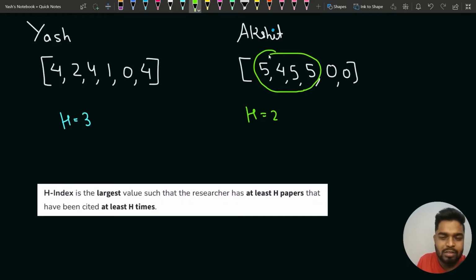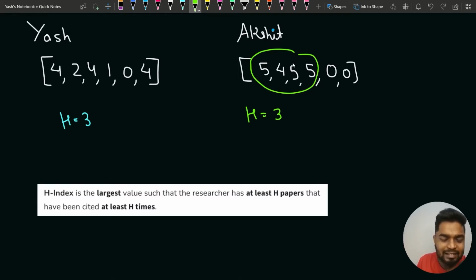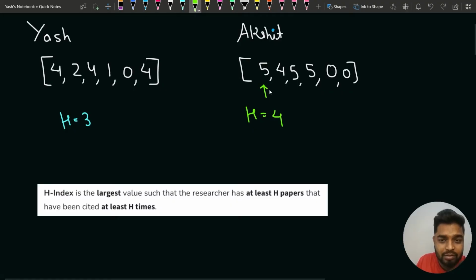So yeah, you can see here all these papers have been cited two or more times, so H is equal to 2 is also acceptable. Now when the H value is 3, are there at least three papers which have been cited three or more times? Yes, you can see here that there are four papers which have been cited more than three times, so this is also fine. Now if the H value is 4, is it acceptable? Are there four papers that have been cited four or more times? Yes, there are four papers which have been cited four or more times, so H value 4 is also fine.